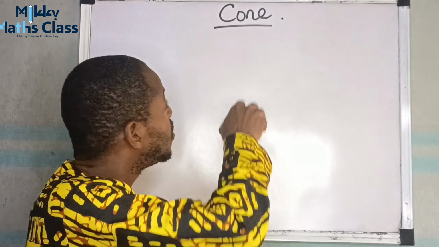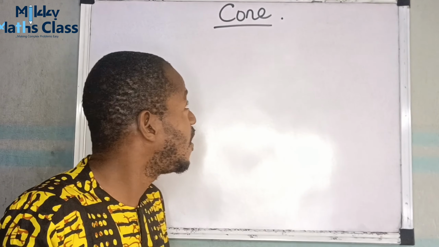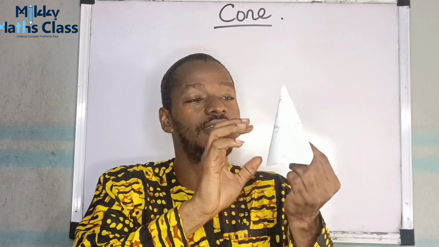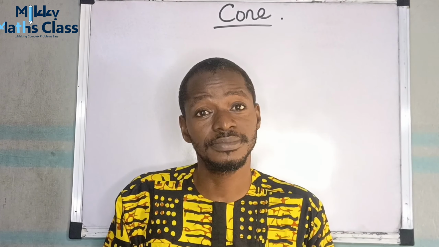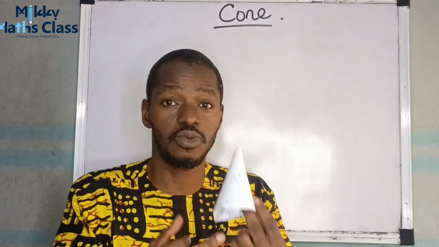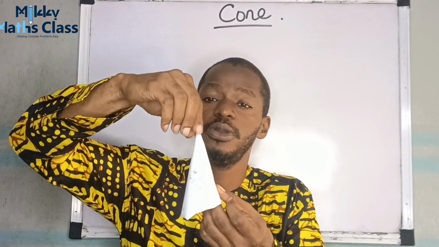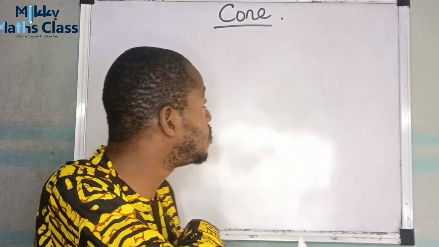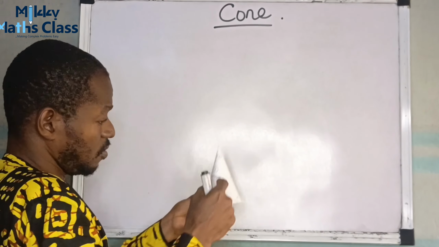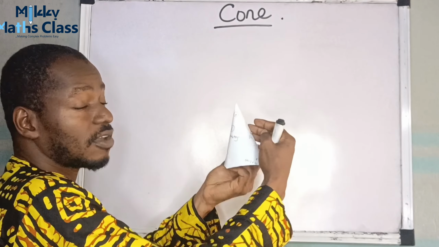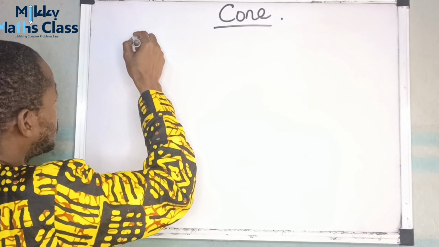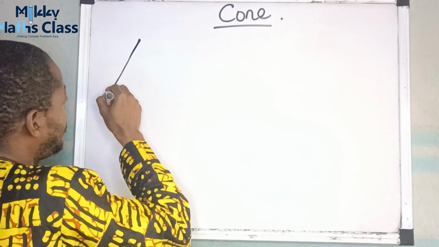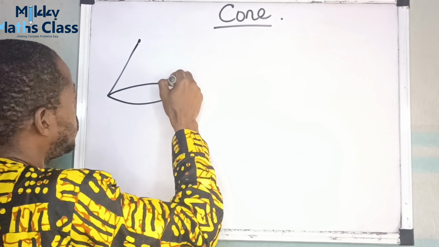We have the cone. This is an example of a cone. It's a solid shape that has a circular base and a pointed end. So you see this cone here, it has a curved body. Now let's draw it on the board. These are examples of a cone. Let's label it. This is the cone.